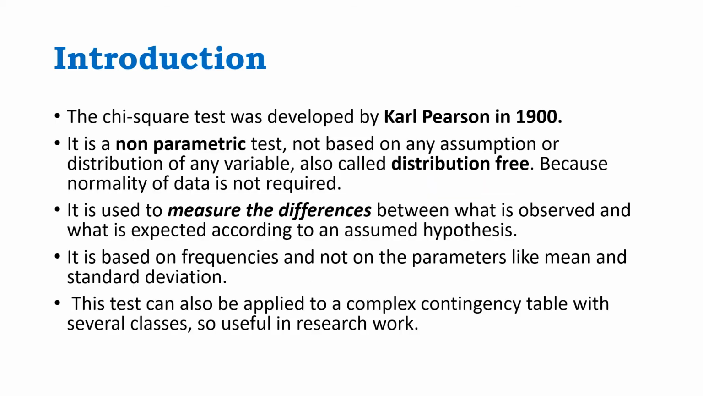Chi-square test. Chi-square test was developed by Karl Pearson in 1900. It is a non-parametric test because it is not based on or does not consider any assumption or characteristic of the population. It is also called a distribution-free test. As it is a non-parametric test, normality of data is also not required here.